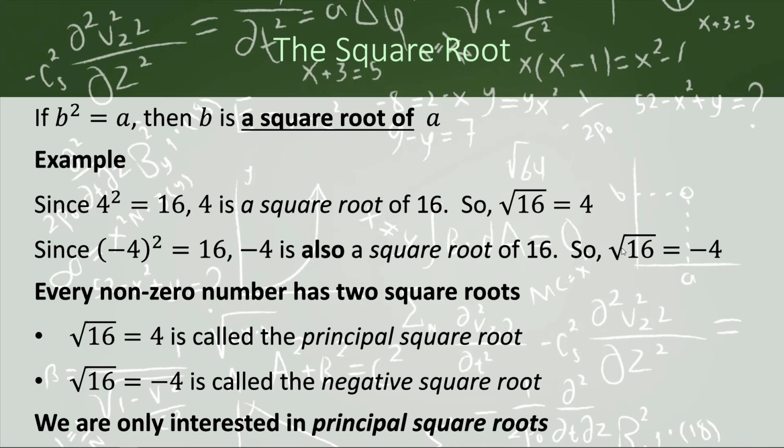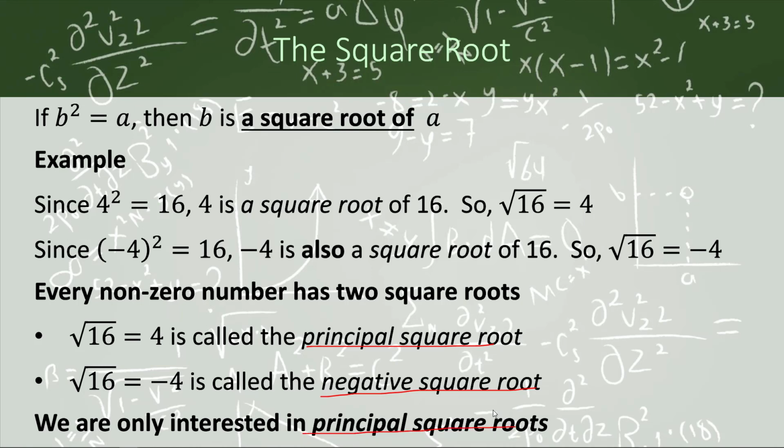And what does that tell you? Well, that tells you that every non-zero positive number has 2 square roots. The first one is the positive value, in this case positive 4, and we would call that the principal square root. The second one is going to be the negative of that, and we would call that the negative square root. Fortunately for you guys, we are only interested in principal square roots.